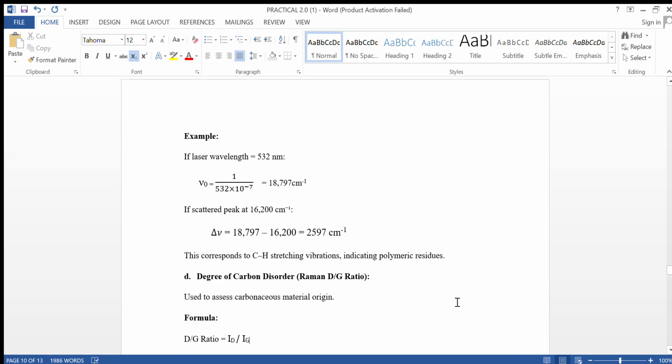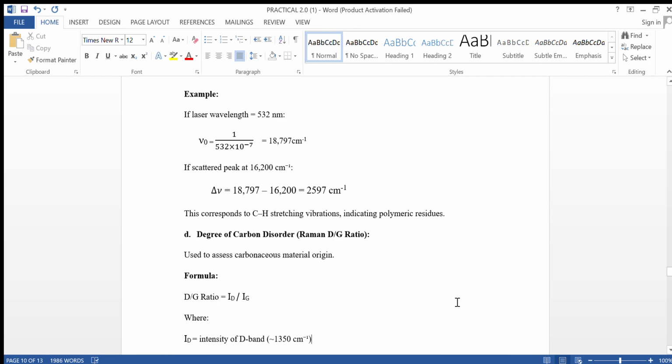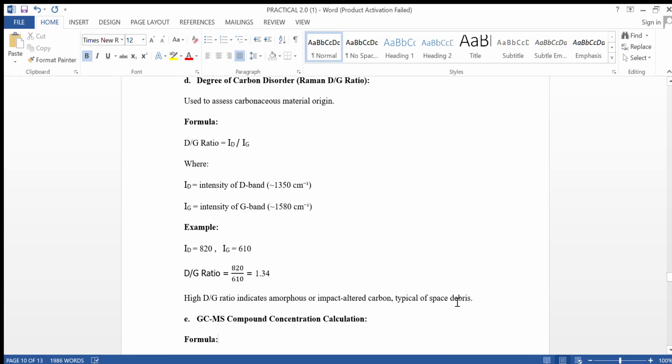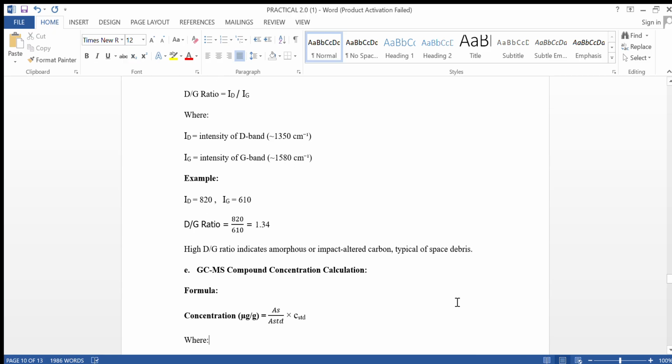Degree of carbon disorder: Raman D over G ratio, used to assess carbonaceous material origin. The formula is D/G ratio equals ID over IG, where ID is the intensity of the D band, which is approximately 1350 per centimeter, and IG is the intensity of the G band, which is approximately 1580 per centimeter. For example, if ID is 820 and IG is 610, we get a ratio of 1.34. A higher D/G ratio indicates amorphous or impact-altered carbon, typical of space debris.